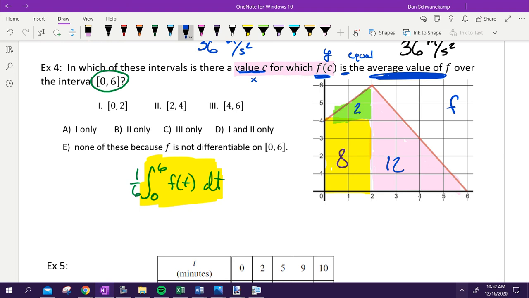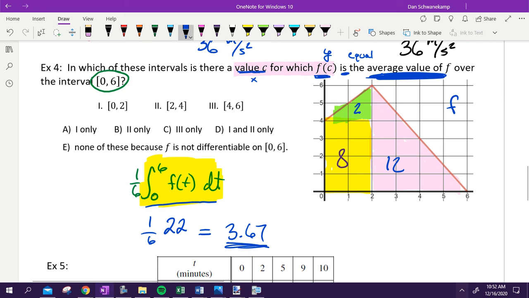What is this going to be? What is the average, or what is the integral going to be? 22. I've got to multiply that by 1/6. So I'm going to go ahead and get an answer to that. It is 3.67. Is that correct? 3.67. Cool. This right here is the average value.